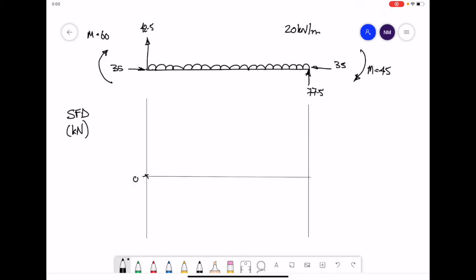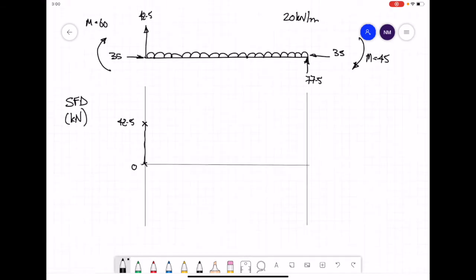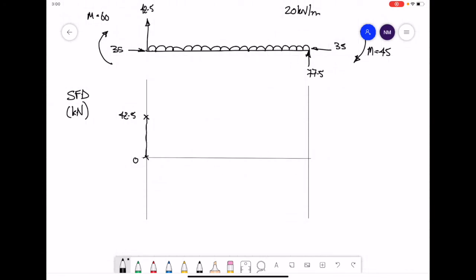We should start off our diagram at 0. Considering the forces from the left to the right, our first force upwards gives us up to a value of 42.5. Then considering the forces at the end of the beam, just before you come to the 77.5, you would have 42.5 upwards. Take off the 120, 6 times 20 from the UDL. That would give you a resultant force of 77.5.